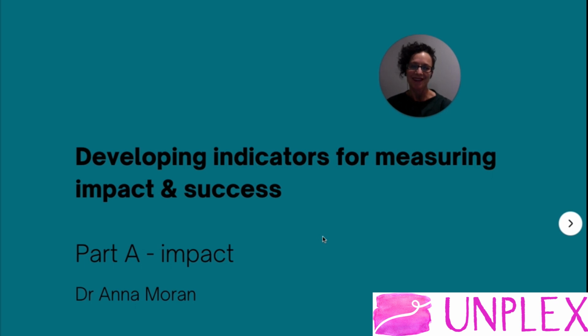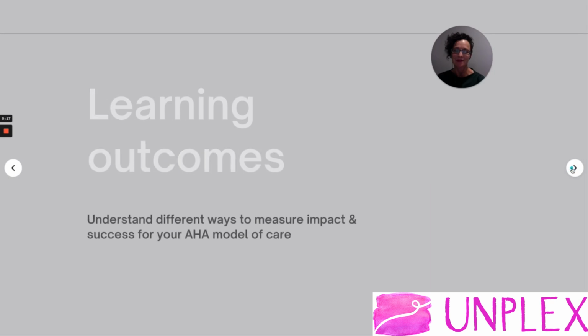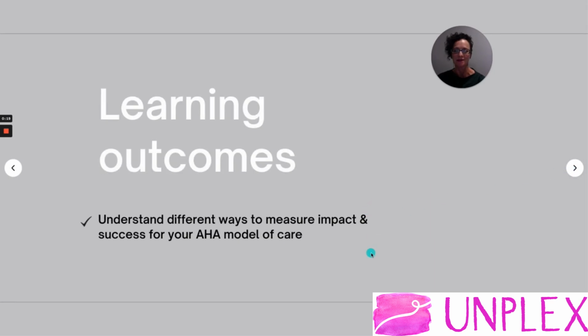We're going to talk now about developing the indicators for measuring the impact and success of your allied health assistant model of care. This is divided into 3 different sessions, and the first one really is trying to unpack the idea of impact and success. The learning outcomes reflect exactly what we've just said.